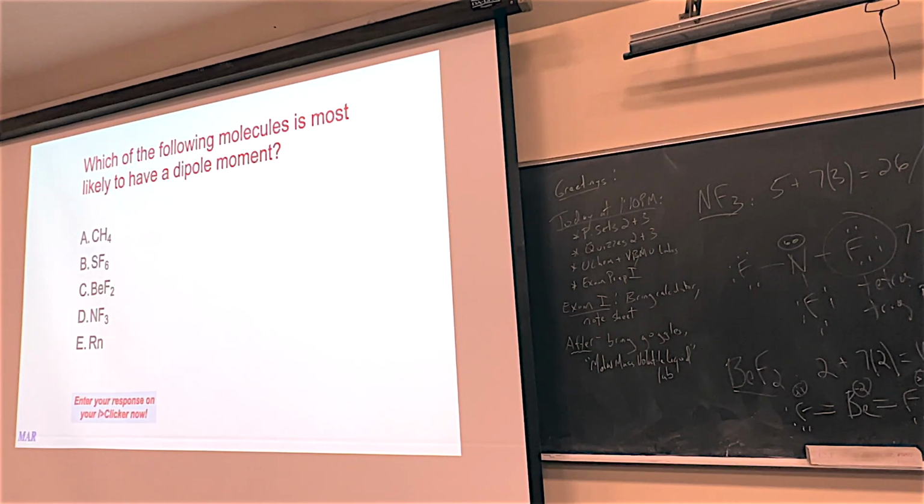Why is fluorine positive and beryllium negative? Probably not going to fly. The more zeros, the better. I love that answer. That's a really good answer.